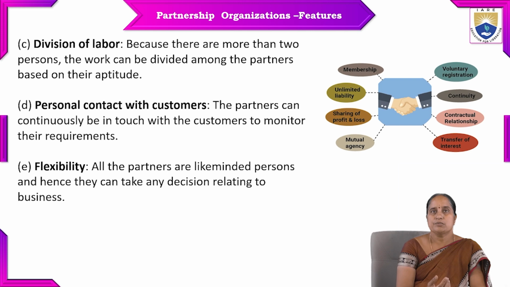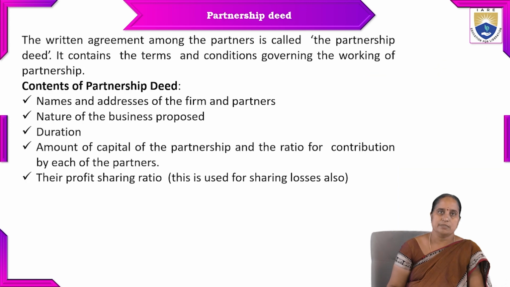The next one is division of labor. Because there are more than two persons, the work can be divided among the partners based on their aptitude and their capabilities. Then, the next one is personal contact with customers. Like sole proprietorship, here also the partners can continuously be in touch with the customers to monitor their requirements, and they provide the goods and services accordingly to the customers. The next one is flexibility. All the partners are like-minded persons and hence they can take any decision relating to the business.